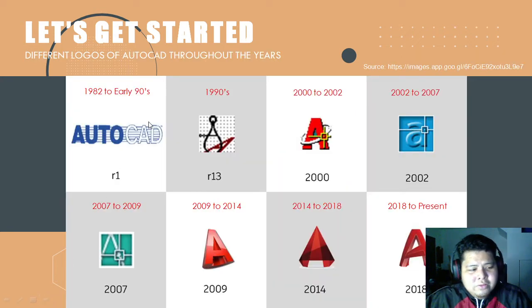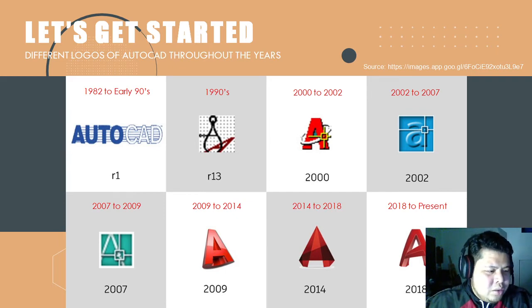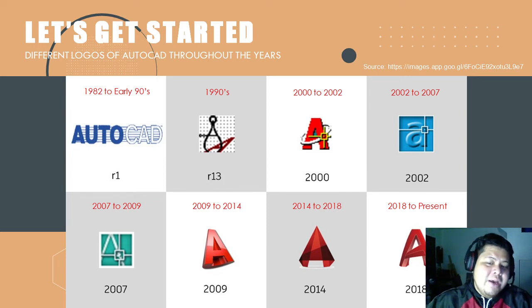Now, the very first thing that you are going to do when you use AutoCAD is, of course, open the AutoCAD program. Okay? And you can identify it on your desktop through the icon of the AutoCAD program.